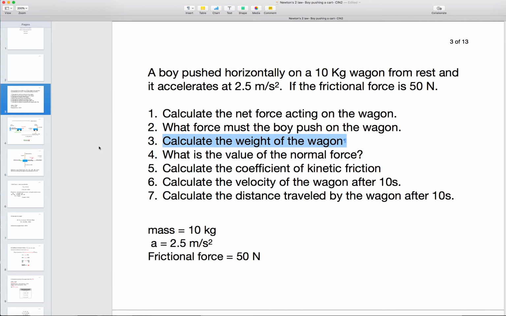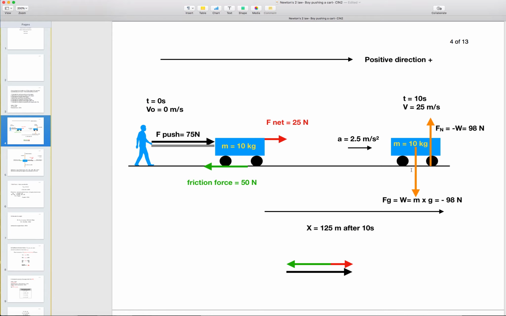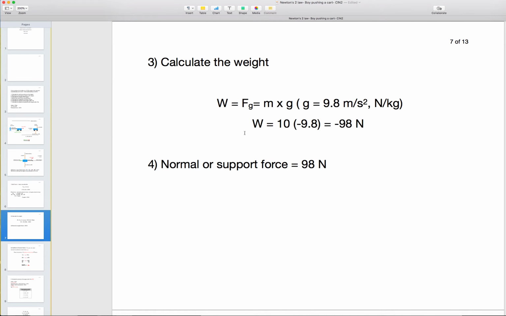Next, calculate the weight of the wagon. That's easy to do. The weight is equal to m times g, and it's the force acting perpendicular to the surface of the earth directed toward the center of the earth. So the weight is the gravitational force equal to m times g, where g is 9.8. I put it here somewhere.